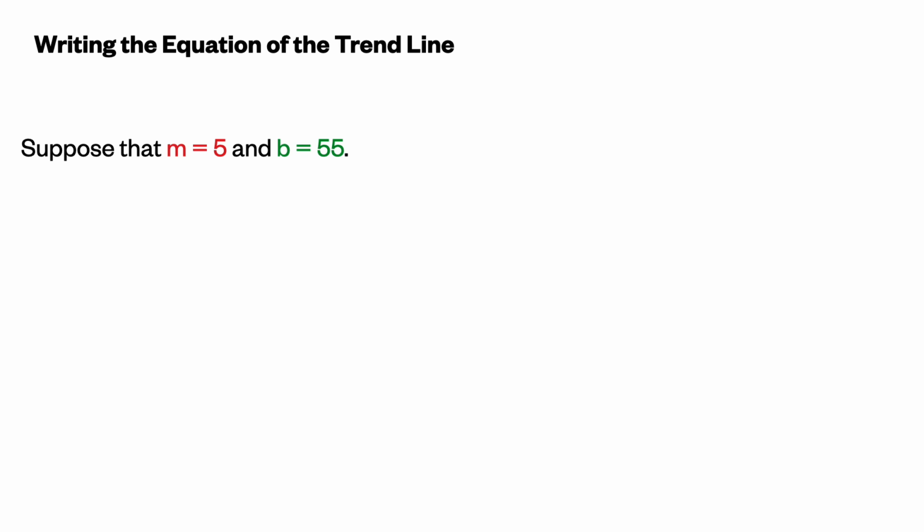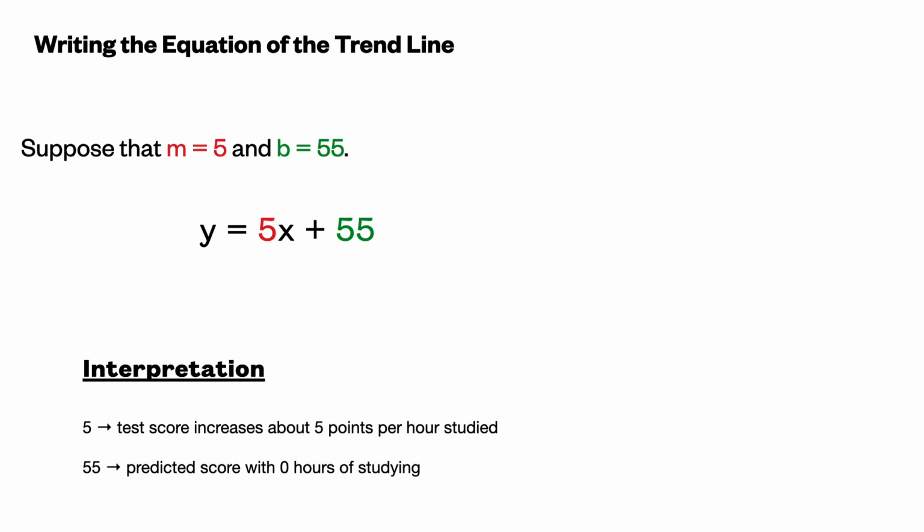Once we have those two pieces of information, we can write our trend line. So our equation was y equals mx plus b, and all we have to do is replace the m with the slope and replace the b with the y-intercept. So instead of y equals mx plus b, we're going to have y equals 5x plus 55. What does this mean? The 5 means that we expect a test score increase of about 5 points for every hour studied, and the 55 means that we expect someone who does not study at all to get a score of about 55.